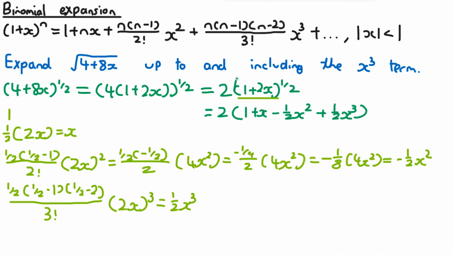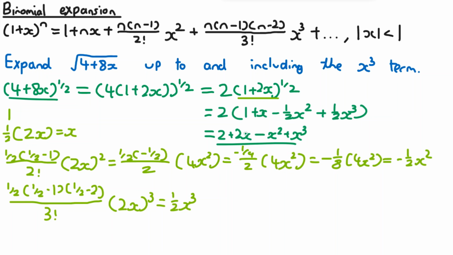So this is this expanded here, and therefore we just multiply everything by 2, expand the bracket to get 2 plus 2x minus x squared plus x to the power of 3, like this. And this is the final answer. This expanded here, 4 plus 8x to the power of a half, is this expression down here.